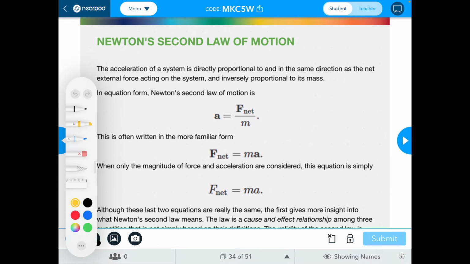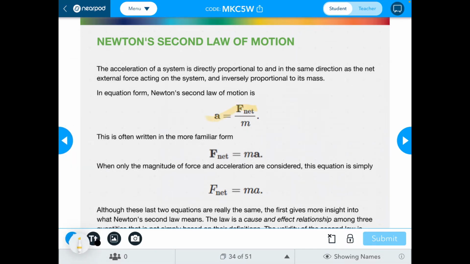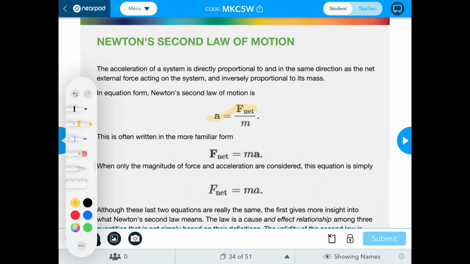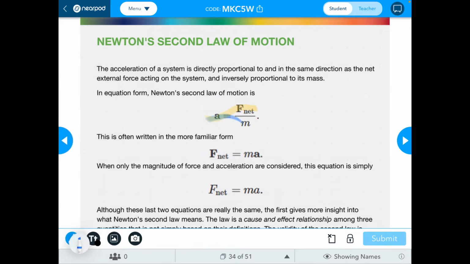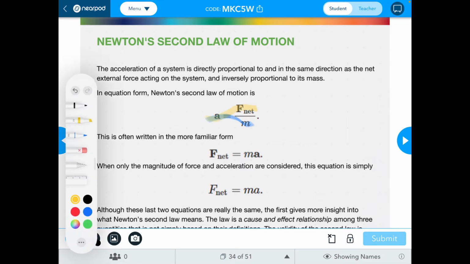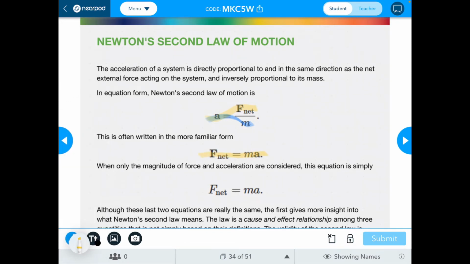So you can see they took these two, right? So here's the proportionality part. And then here's the inversely proportional part. You combine those together and you get Newton's second law of motion. And then we rewrite that as force net equals mass times acceleration.